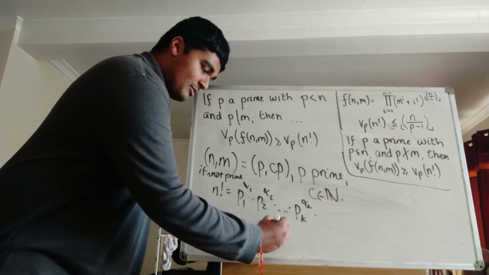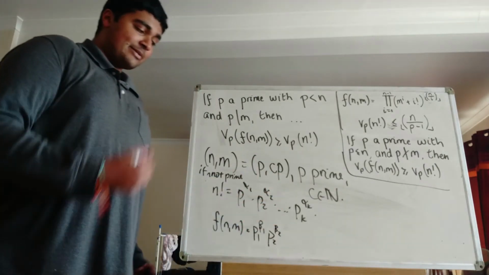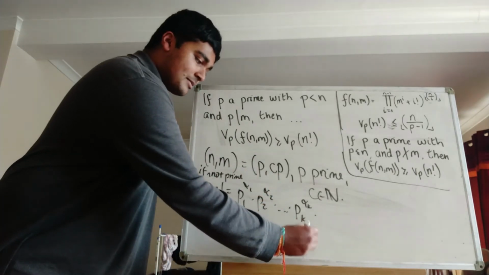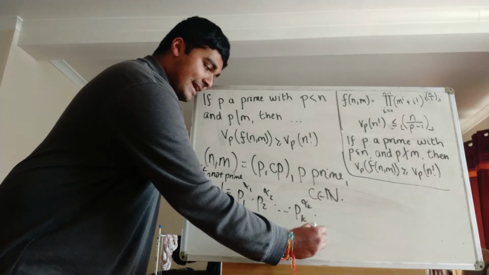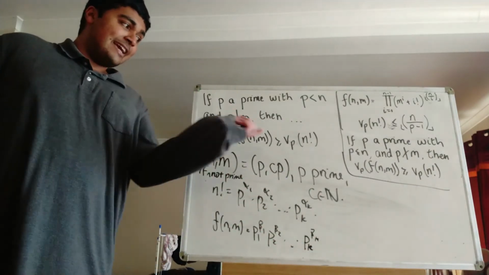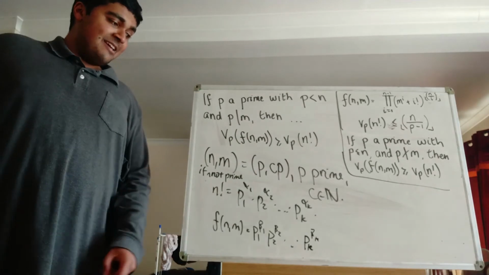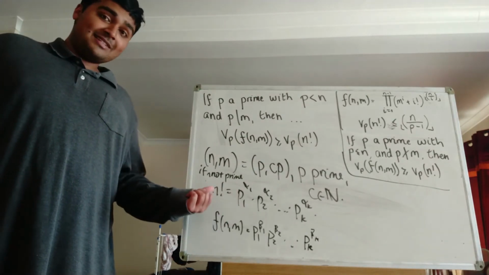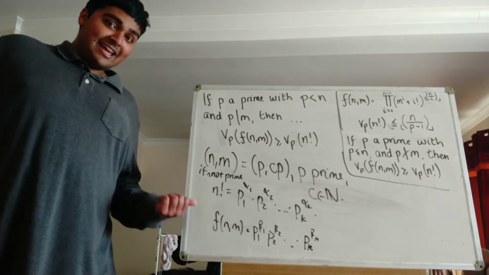Same holds for p2, to the beta 2. Beta 2 will be bigger than or equal to alpha 2. And so on, all the way up to pk to the beta k. And beta k will be bigger than or equal to alpha k because of this inequality here. But then just stare at this for a second, you'll be able to see that n factorial divides FNM then.